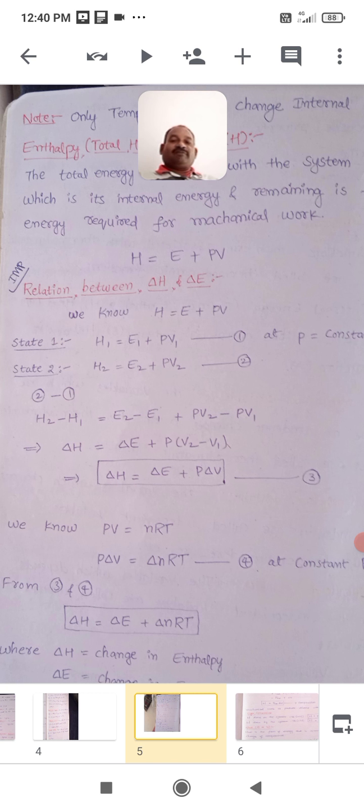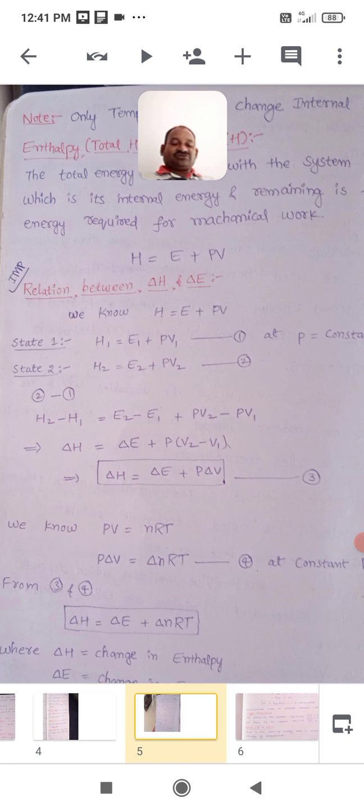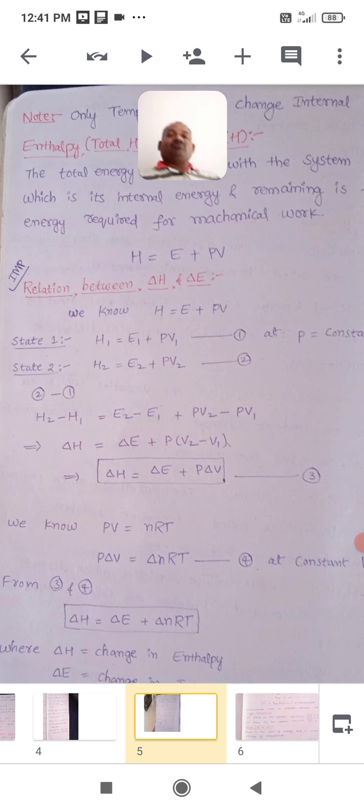We know PV is equal to nRT. P delta V is equal to delta nRT at constant pressure. From the 3rd and 4th equations, delta H is equal to delta E plus delta nRT, where delta H is the change in enthalpy, delta E is the change in internal energy, delta V is the volume change, delta n is the change in number of moles.